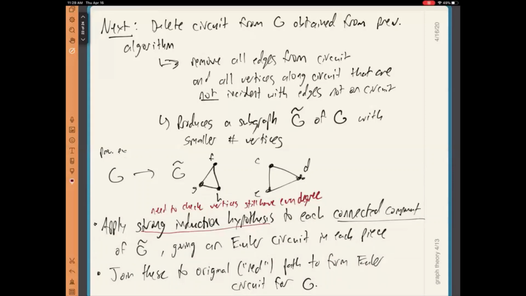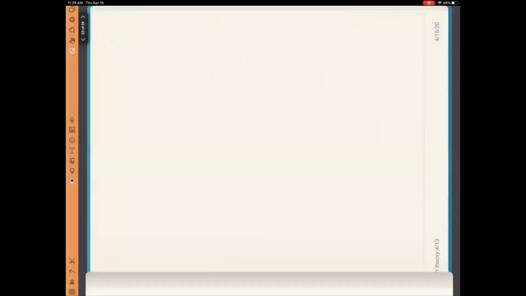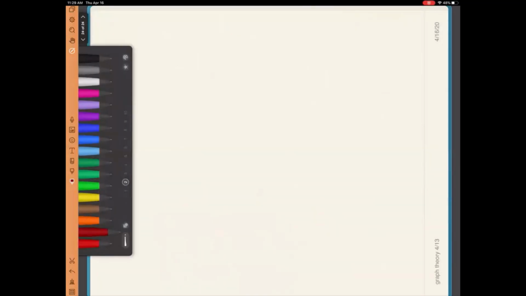Right, so the final technical thing to check is that if I form this subgraph G tilde, every vertex still has even degree, right? So that's the final thing to prove, and then we'll be done.